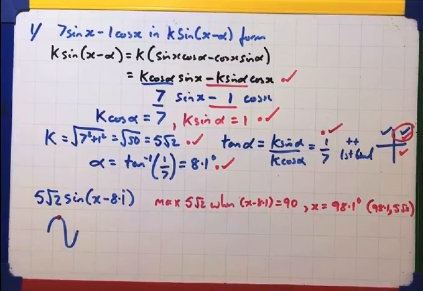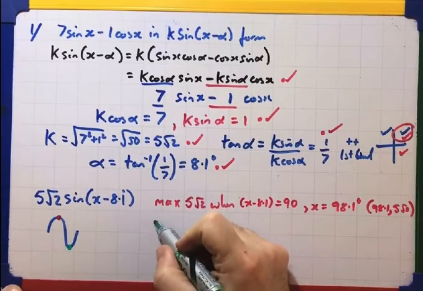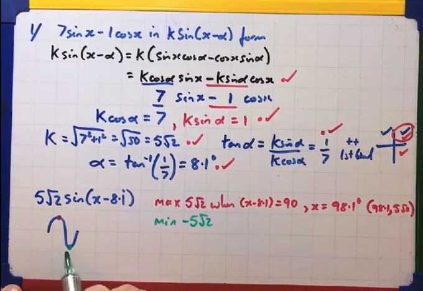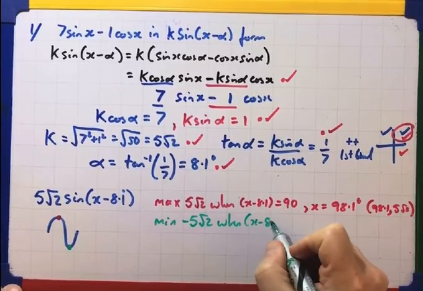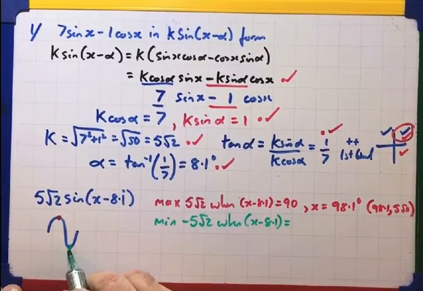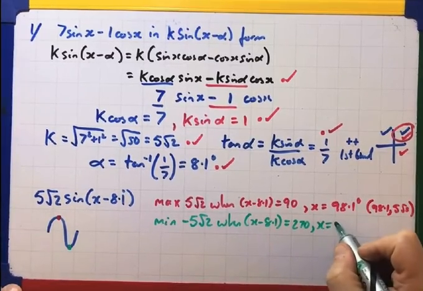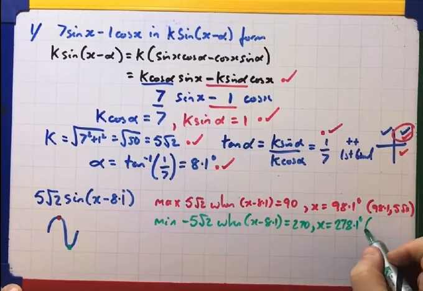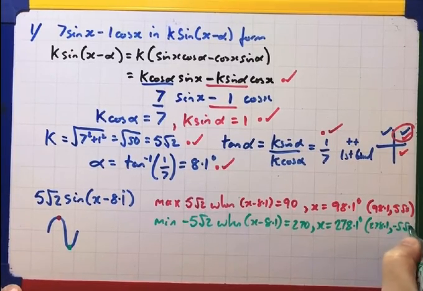Similarly, we know the minimum is down here. Well, the minimum is going to be minus 5 root 2, isn't it? Because that's the amplitude, so it's minus 5 root 2. When this thing is equal to that, which is 270 degrees, isn't it? So that gives you x equals 278.1 degrees. So your minimum is 278.1, minus 5 root 2. I needed a bigger board really, didn't I? But it fits on anyway.